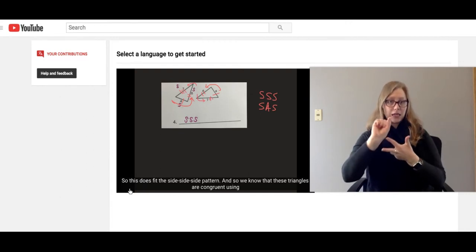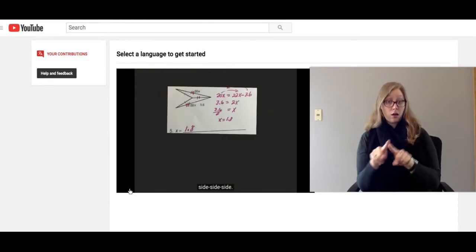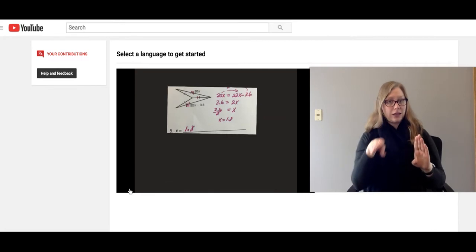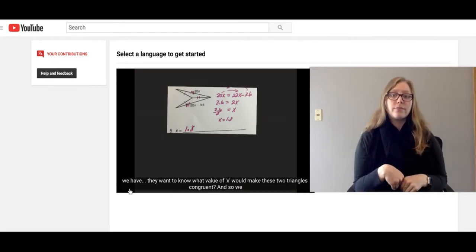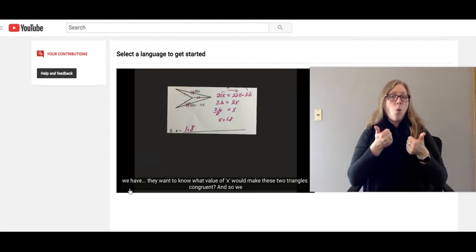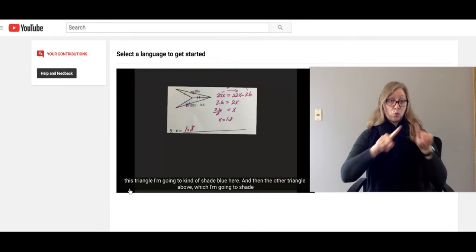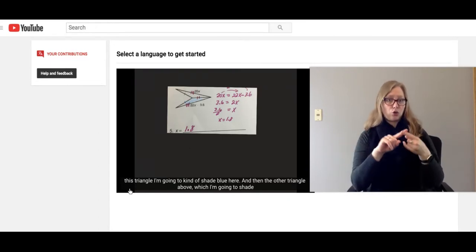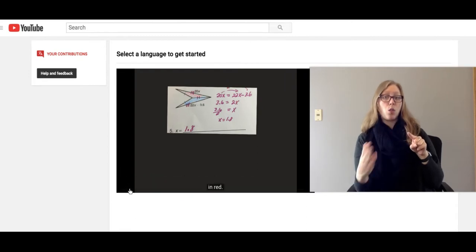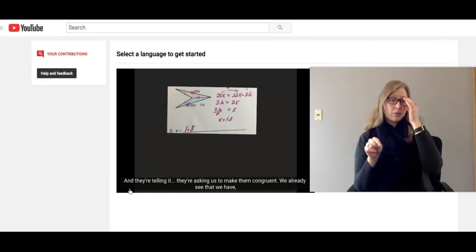And so we know that these triangles are congruent using side, side, side. All right, for problem 5, it tells us that they want to know what value of x would make these two triangles congruent. And so we have this triangle I'm going to shade blue here, and then the other triangle above, which I'm going to shade in red. And they're asking us to make them congruent.